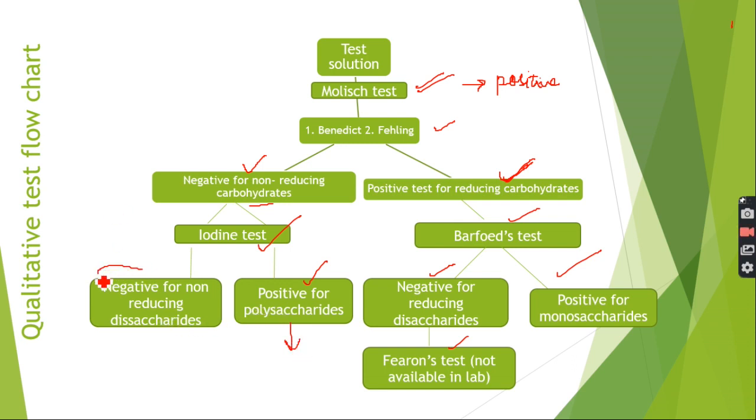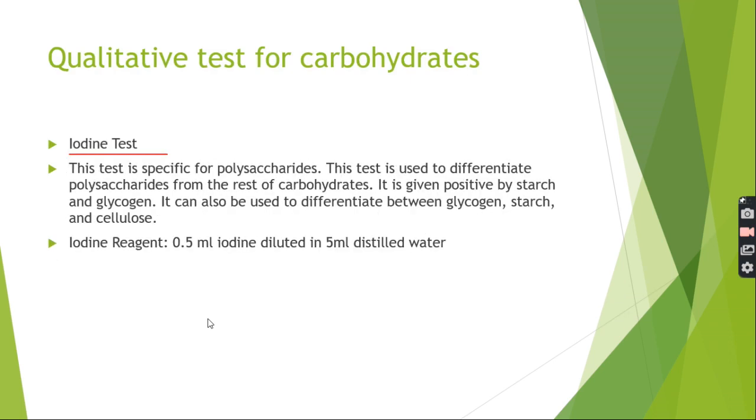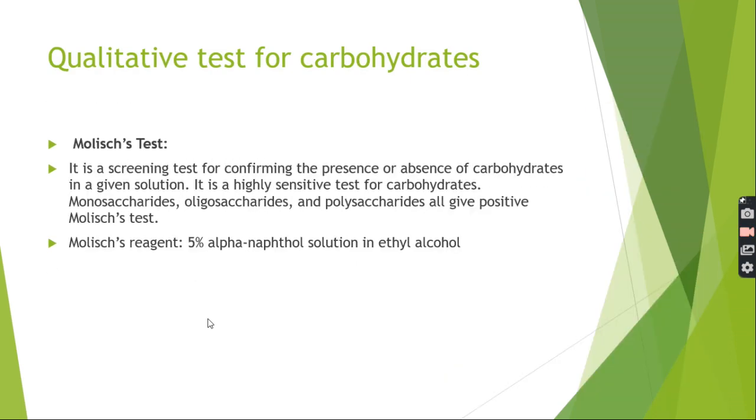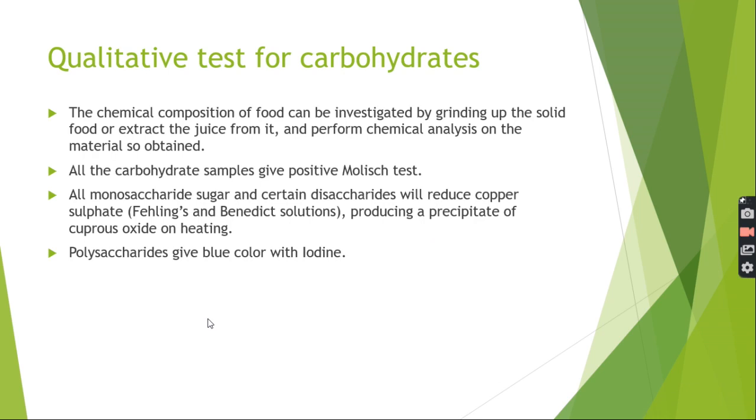However, if iodine test comes out to be negative, then definitely it is a non-reducing disaccharide, the example of which is sucrose. Okay, so this is the flow chart that you use to proceed if you have an unknown, or if you have to make a test and you have to identify which type or which class of carbohydrate it is. I hope this was clear to everyone. Let us now quickly see the tests, the various type of tests.